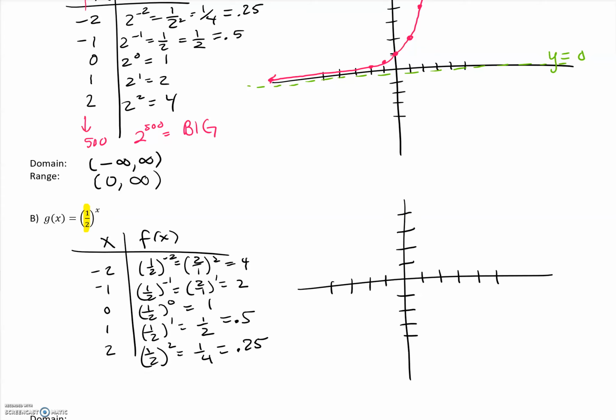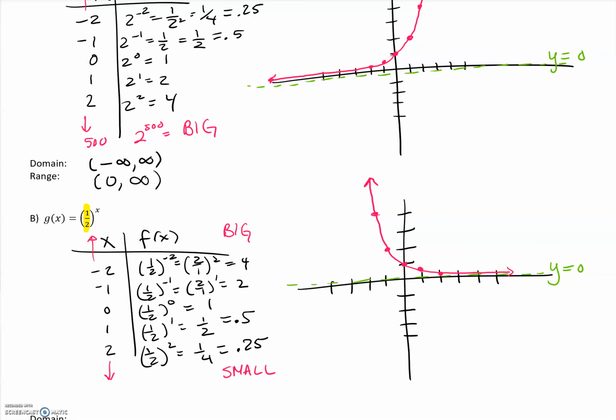So we've got -2 and 4, -1 and 2, 0 and 1, 1 and 1/2 in the middle, and then 2 gets me something even lower. As you would imagine, like the previous case, as I go to the right, the values keep getting smaller and smaller, but never become negative or 0. As I go to the left, they shoot up in the air. Put negative values this way and you get big outputs. Put positive values this way and you get small outputs, because you're taking 1/4, 1/8, 1 over 16, and so forth. Again, you have a horizontal asymptote at y equals 0.